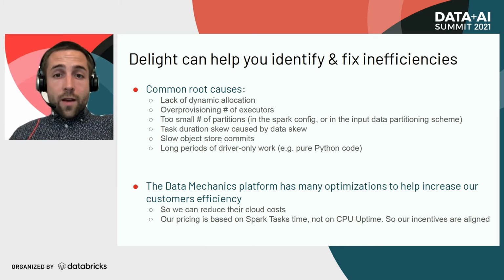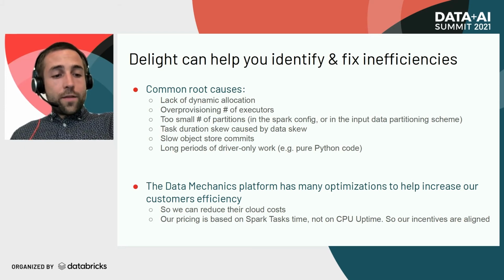It's a good idea to have, on average, about 3x the number of partitions than your number of cores. Another common cause is what we saw earlier, which is task duration skew. It's often caused by a skew in the data. You have one partition which is huge, and it's the straggler task, and then most of your cluster is idle. And the last reason is doing a lot of driver-only work. If you have a lot of pure Python code that mixes with Spark code, when the driver is just running Python code, the executors are idle. That's another cause of inefficiency.